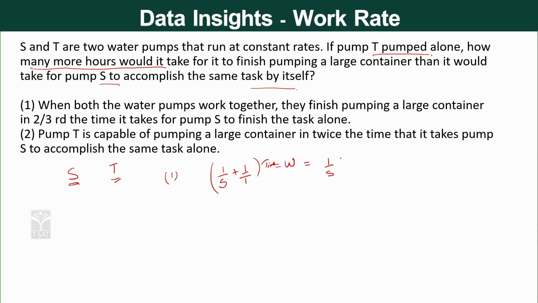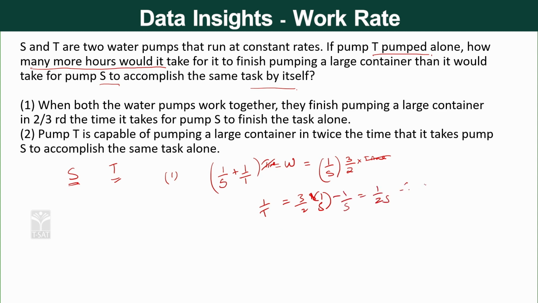It is 2/3 and 1 by S into the time that this will take will be 3 by 2 times, because the time that they together take is lesser as compared to the time when working alone. So, 3 by 2 into time. When you cancel this out, you have 1 by T is equals to 3 by 2 into 1 by S minus 1 by S, which is equals to 1 by 2S.